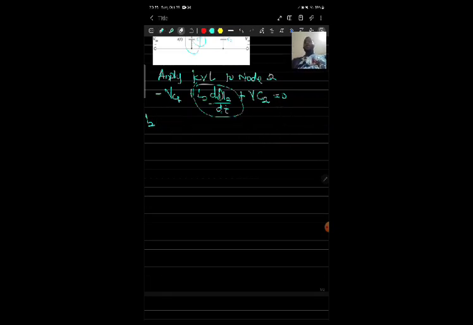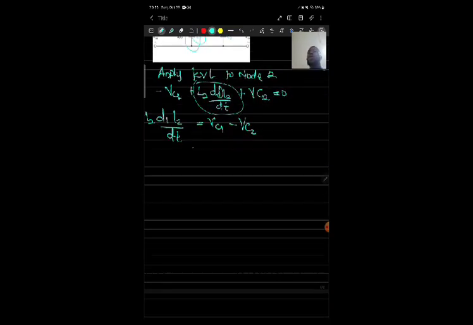So we can say dIL2 over dt equal to VC1 minus VC2, the voltage across capacitor 1 and the voltage across capacitor 2. But we know capacitor 1 equal to 1 over L2 VC1, and then, yeah, we can say no.